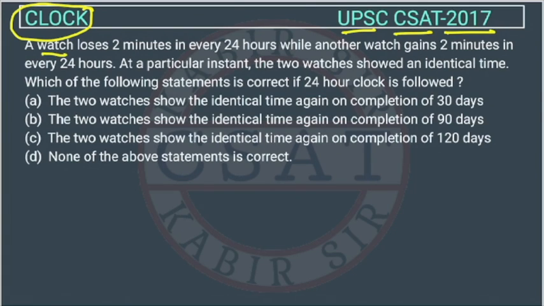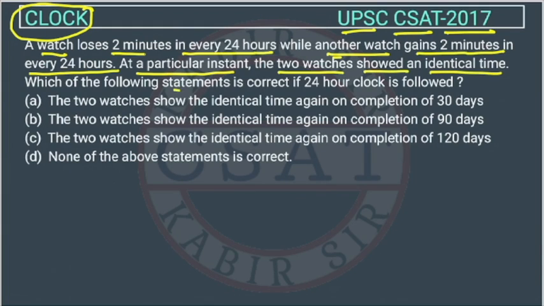So this is a question from clock chapter asked by UPSC in CSAT paper of 2017. A watch loses 2 minutes in every 24 hours, while another watch gains 2 minutes in every 24 hours. At a particular instant, the two watches showed an identical time. Which one of the following statement is correct if 24-hour clock is followed, right.